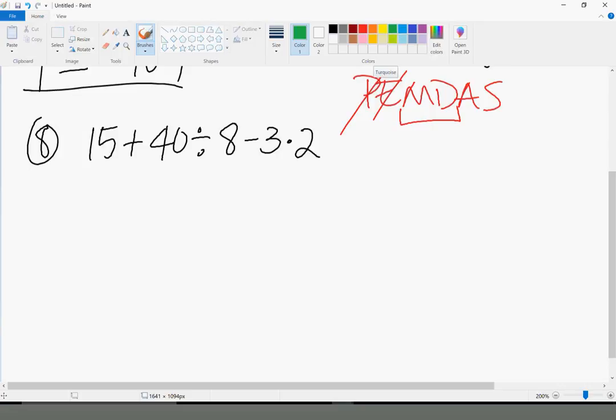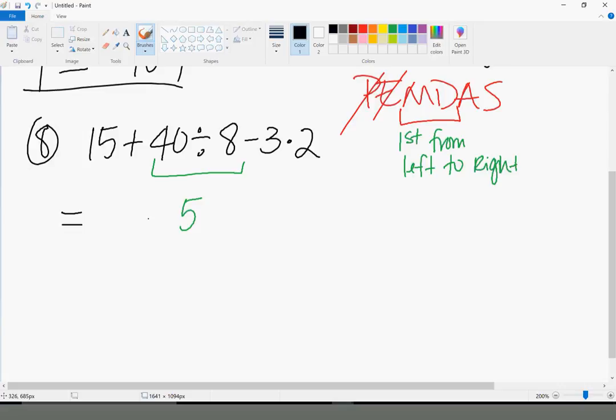So remember, when you have both, you do whatever comes first from left to right. So let's see, we have division here and multiplication here. Which one's coming first from left to right? This division. So you want to do this first. So 40 divided by 8 is 5, because 5 times 8 equals 40.